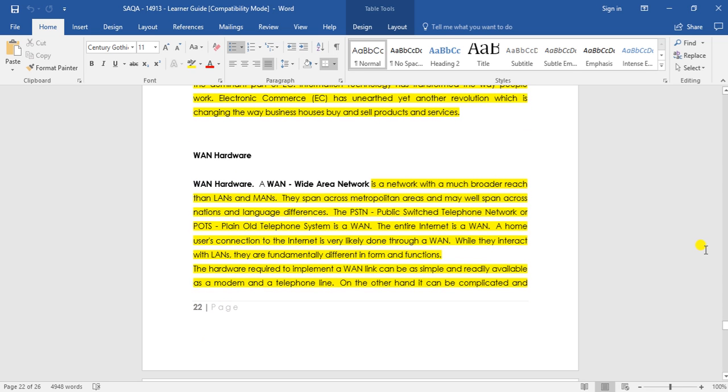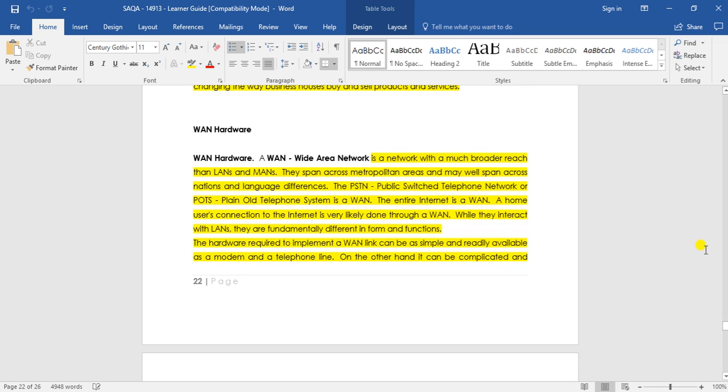The WAN hardware. A WAN, wide area network, is a network with a much broader reach than LANs. WANs span across metropolitan areas and may well span across nations and language differences. The PSTN, the public switched telephone network, or POTS, the plain old telephone system, is a WAN. And the entire internet is a WAN. A home user's connection to the internet is very likely done through a WAN. While they interact with LANs, they are fundamentally different in form and function.